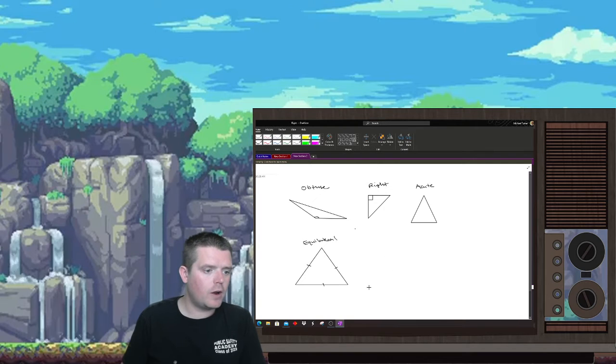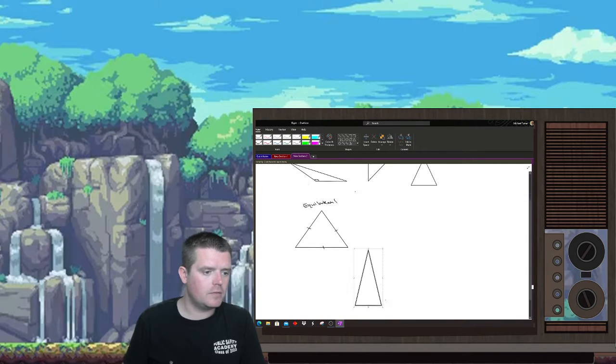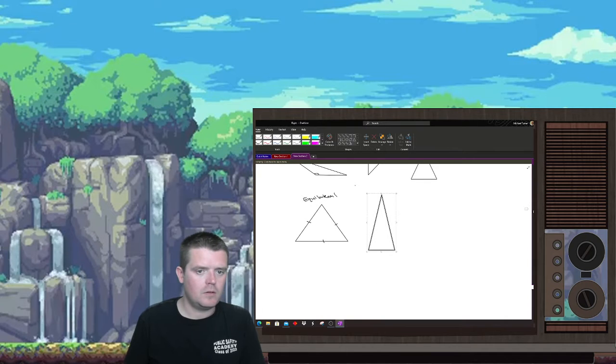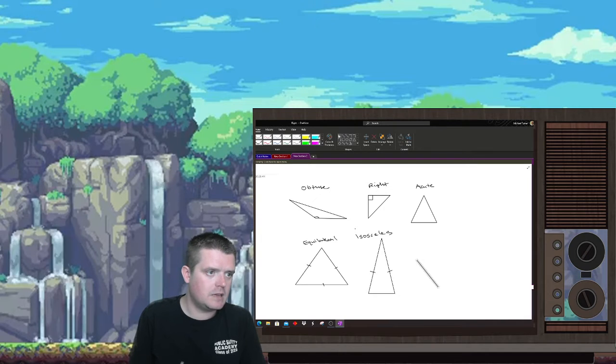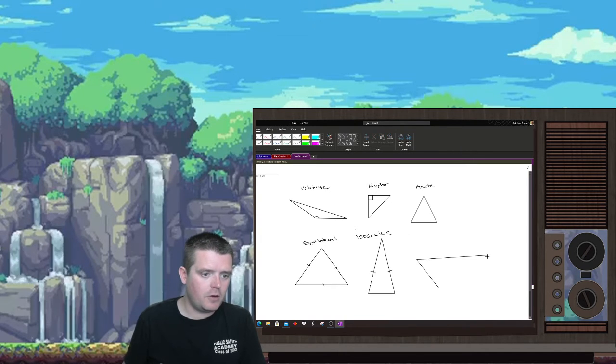If you have a triangle where two sides are congruent, then that is an example of an isosceles triangle. Again, typically notated by congruency symbols. And then if you have a triangle where all three sides are different, and again, it doesn't matter which way your triangle is oriented, just something like this, for instance, where all three sides are different, then that is a scalene triangle.